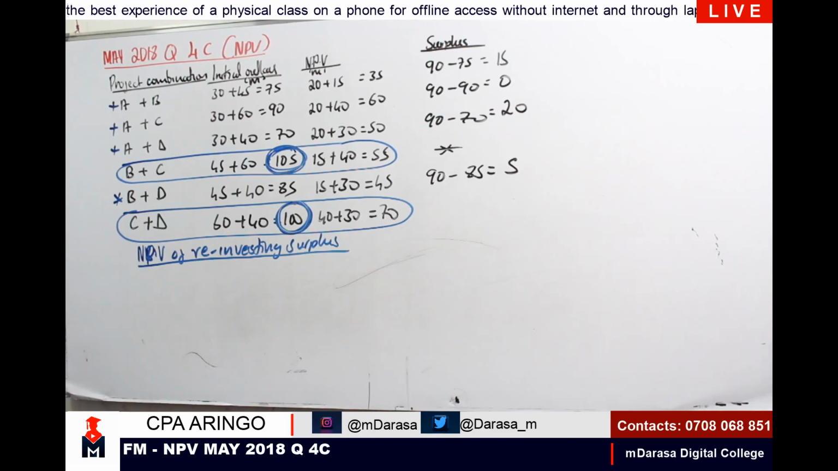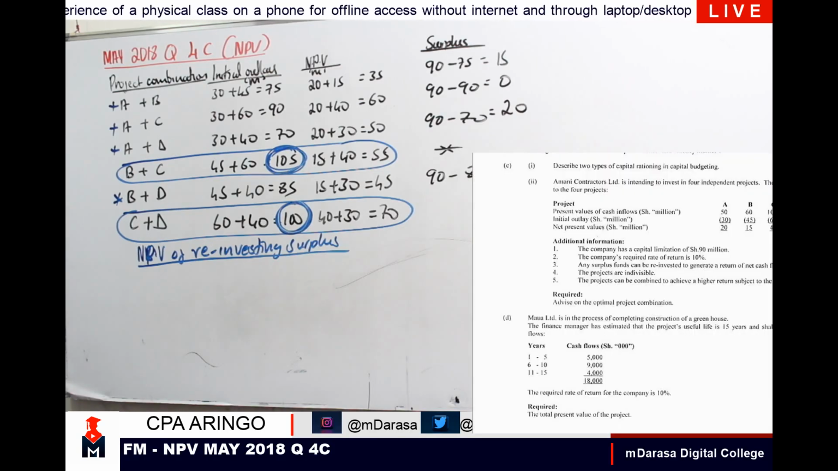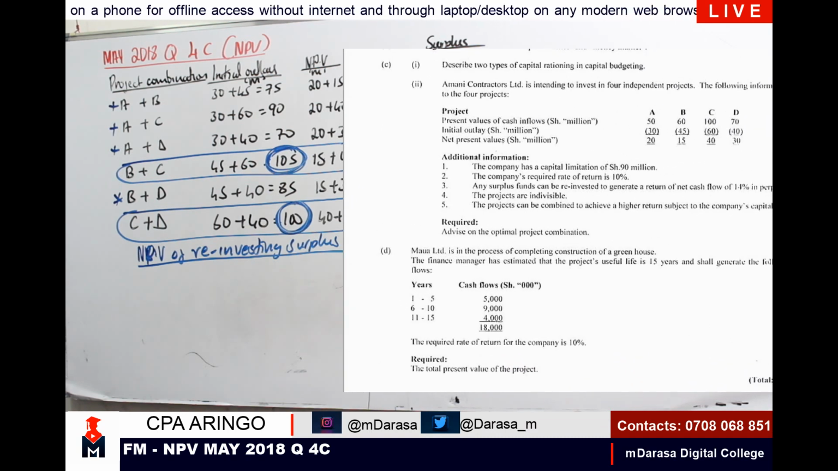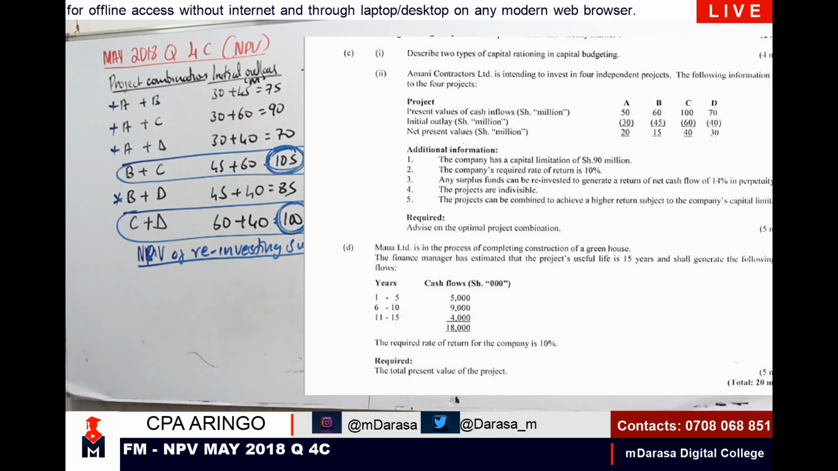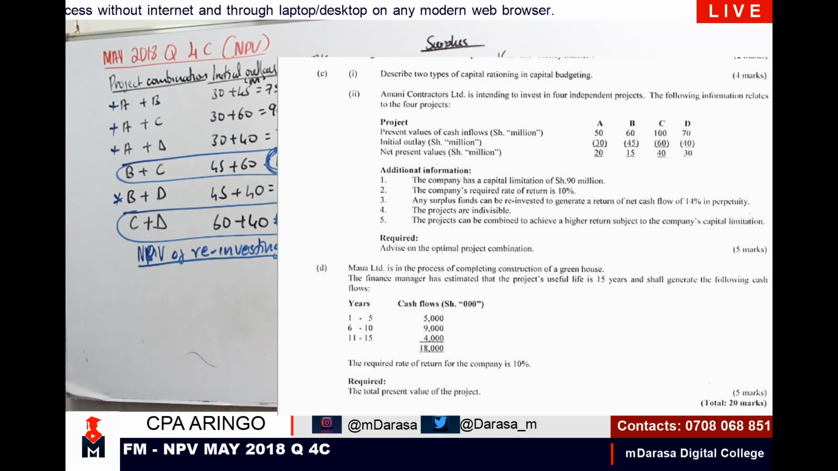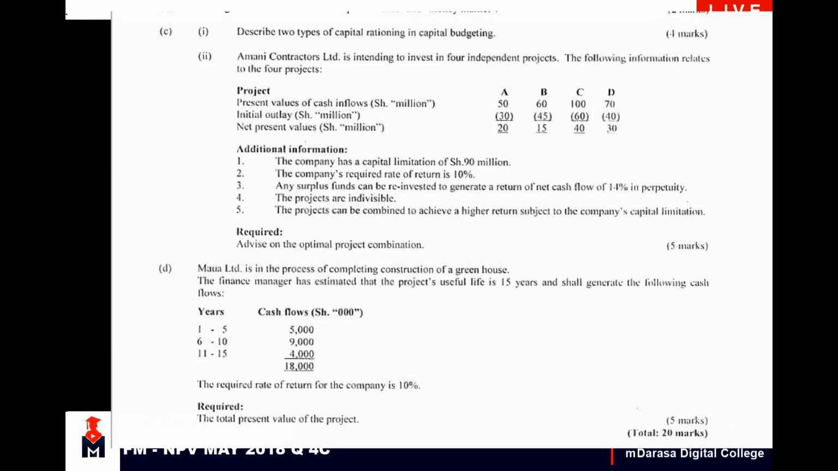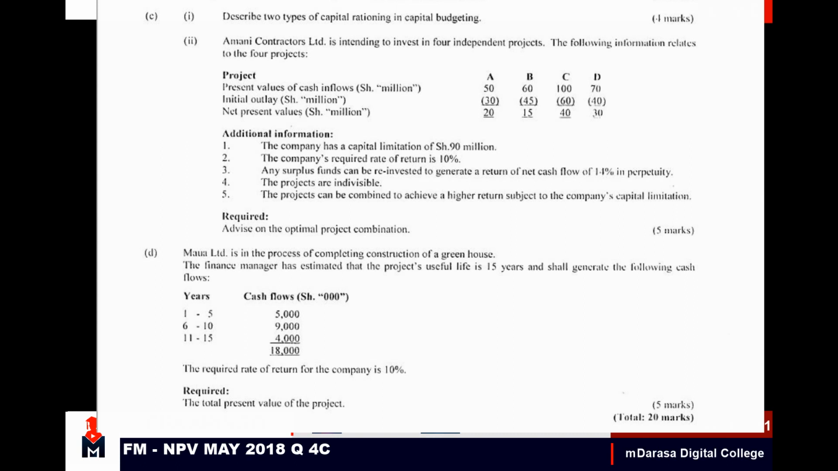The examiner was very good, and I think he had given us here. Check out the note number. We are told somewhere in note number 3, any surplus funds can be reinvested to generate a return of net cash flow of 14% in perpetuity. We are all in note number 4, where we are told that any surplus funds can be reinvested to generate a return of net cash flows of 14% in perpetuity.